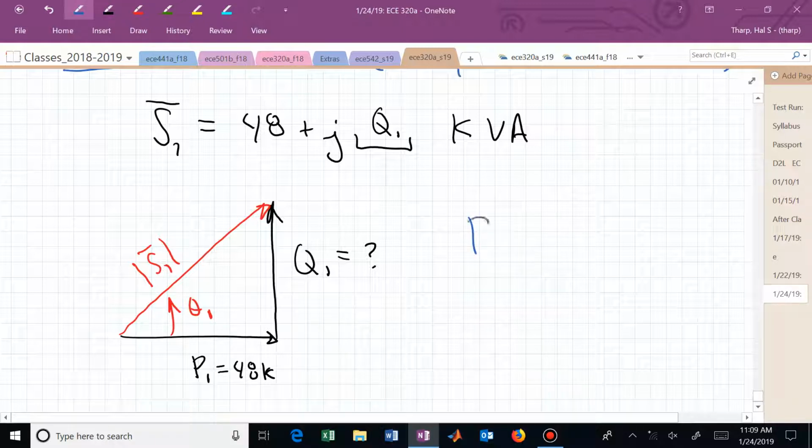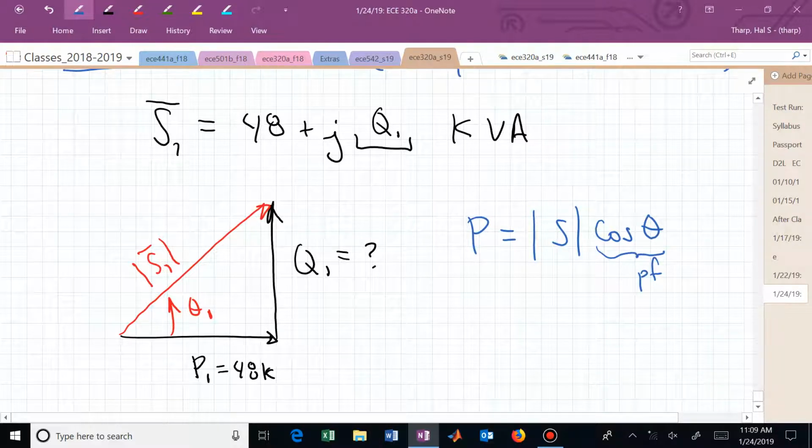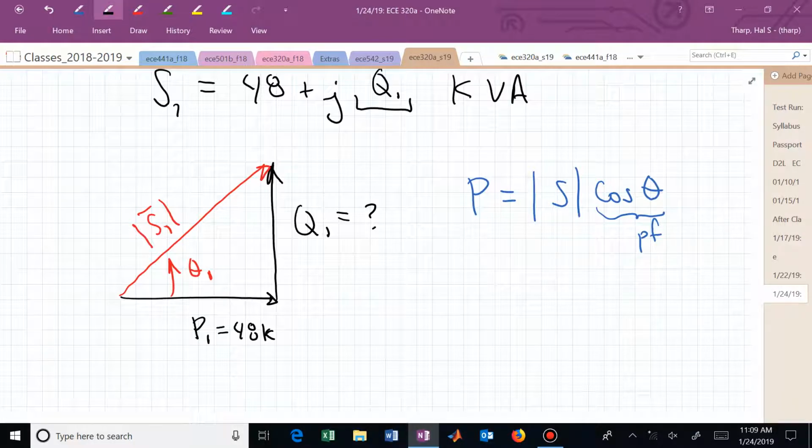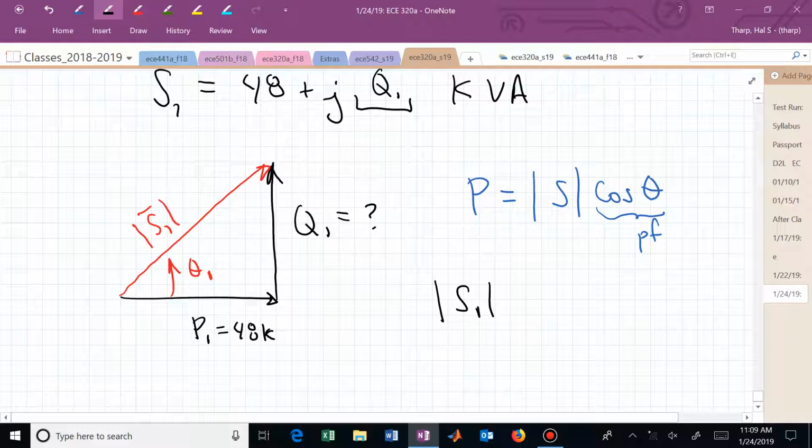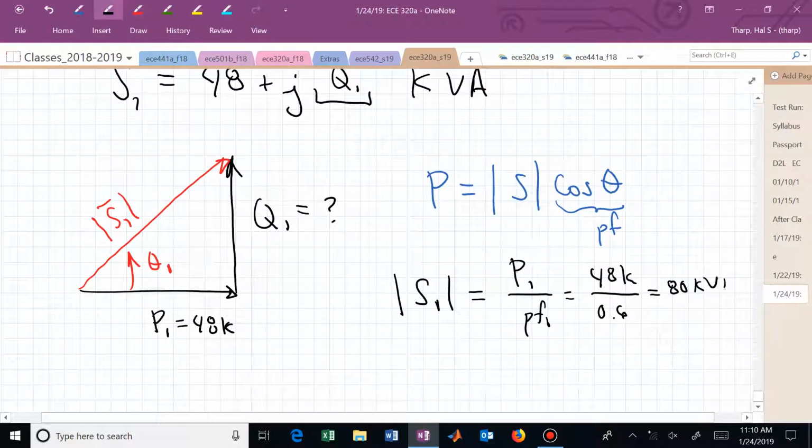What do we know? Well, we know that the power is equal to the apparent power times cosine of theta, where this is now our power factor. We can now solve for S1 in this particular example, the apparent power of load 1. We know the power factor and we know P. So we know P1 and we know the power factor of 0.6. So now we can find the apparent power of load 1. This is 48K divided by 0.6, and that ends up being 80 kVA. So this hypotenuse is now 80K.